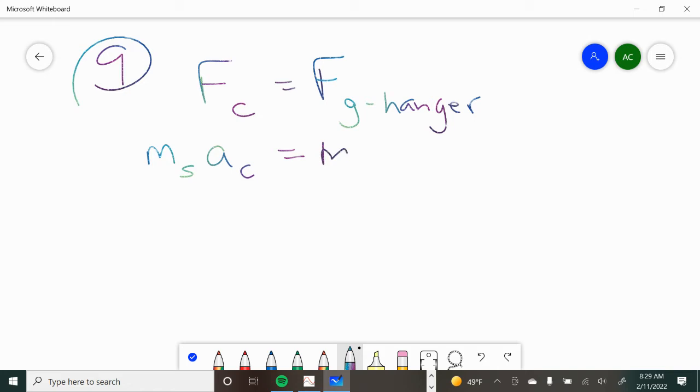So this is going to be the mass of the hanger times acceleration due to gravity. Because remember, in your free body diagram, what was pulling it down? Gravity. Force due to gravity, which is mass. And what are we pulling down? The mass of the hanger, not the mass of the stopper.